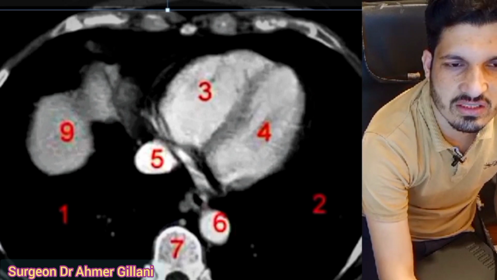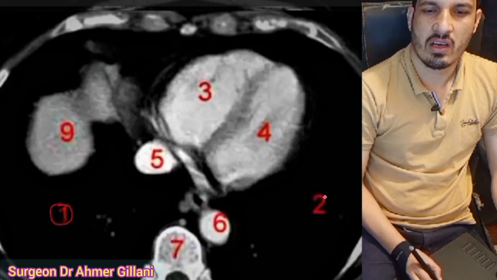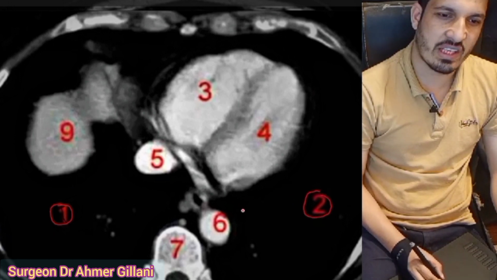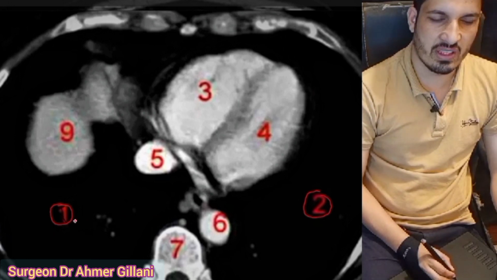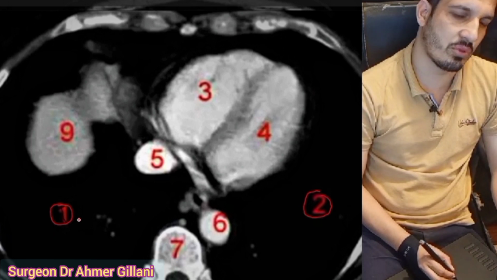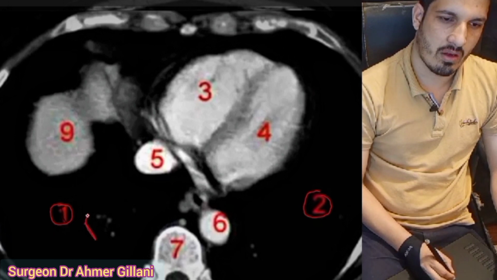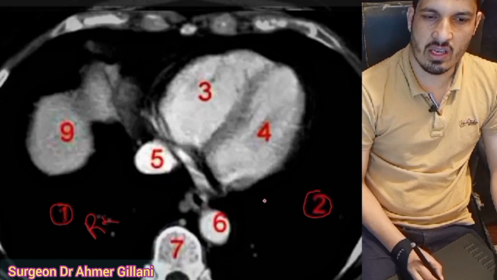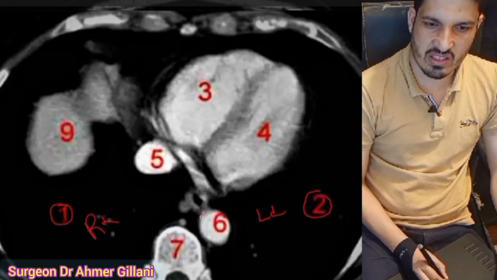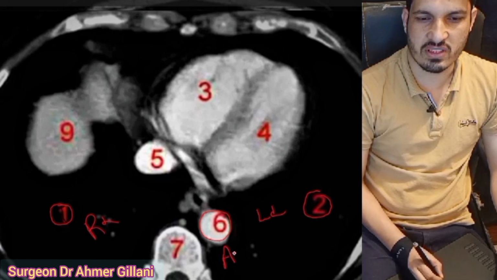So let's start. The very first structure, this one, and this structure too. Both of these structures are actually lungs. So definitely the patient's legs are facing you and head is away from you, and you are cutting the slices. So one will be the right lung, and two will be the left lung, and this structure exactly which I am marking now, this is the aorta of the patient.